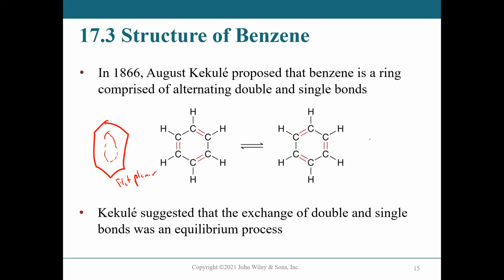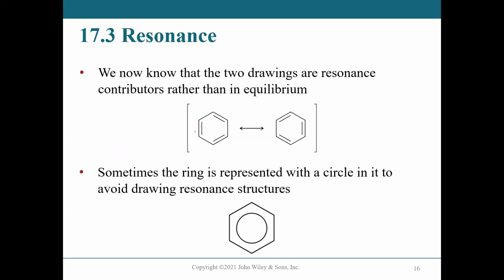Remember when we're talking about cyclohexane, we could have different conformations of cyclohexane. Here's the chair conformation, you have the boat conformation, you have other conformations, but this is not a flat planar structure, whereas benzene is, and that's due to the resonance stabilization within the ring. And they show it to you right here. These bonds can move. The ring is resonance stabilized. So sometimes the ring is represented with a circle in it to avoid drawing resonance structures. So it's whatever you want to do.